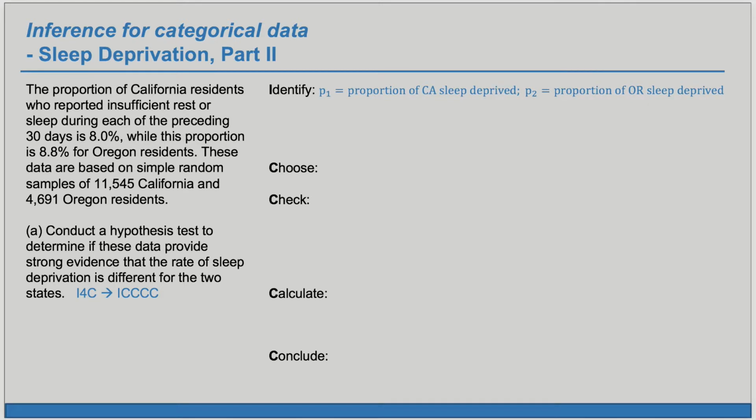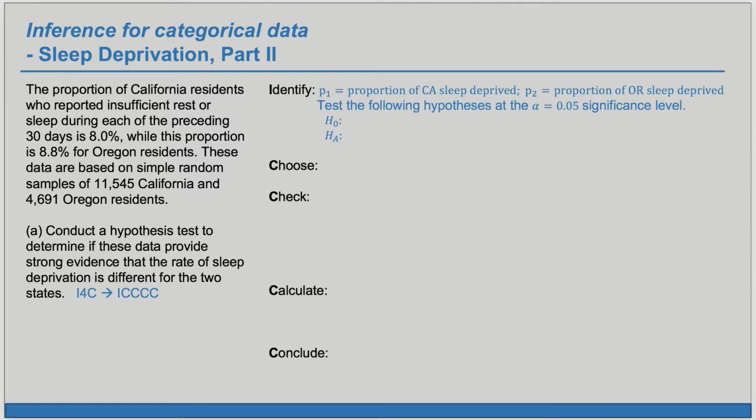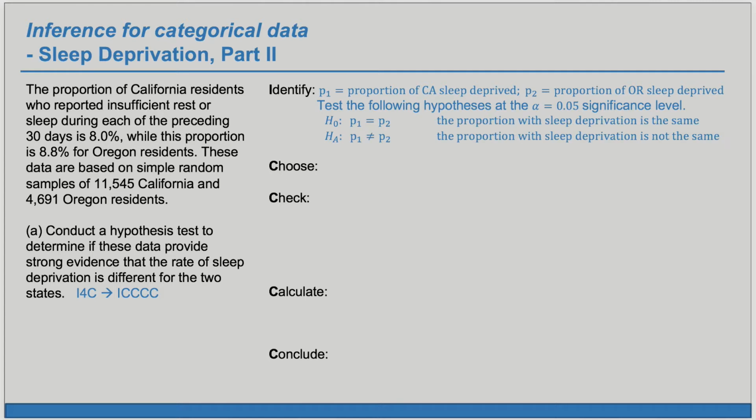And before we do that, let's define P1 to be the true proportion of California residents that are sleep deprived, and P2 to be the true proportion of Oregon residents that are sleep deprived. These are unknown. We're going to make hypotheses about these proportions. The null hypothesis is always that everything's the same. The alternate hypothesis is the thing that we want to see if we have enough evidence for. So the null hypothesis is that the proportions are equal, that the proportion with sleep deprivation is the same, and the alternate hypothesis is that those proportions are not equal. The proportion with sleep deprivation is not the same.